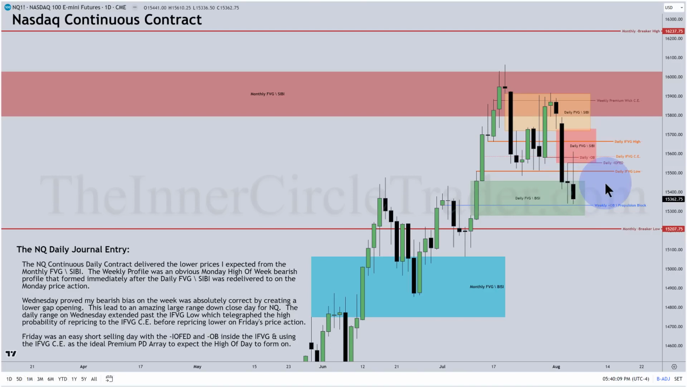Now, with all that said, the annotations I have over here is that the NQ continuous daily contract delivered the lower prices I expected from the monthly fair value gap SIBI. The weekly profile, now when I say profile, I do not use market profile. I do not use volume turned sideways plotted on my charts. I don't do that.